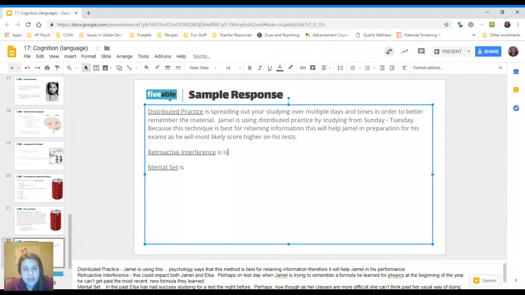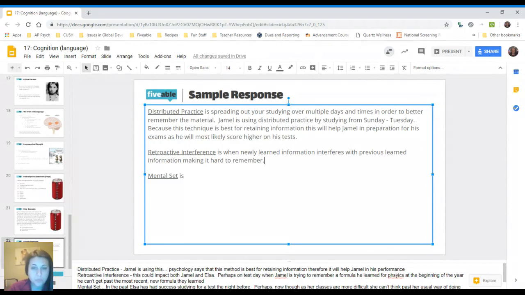Retroactive interference is when newly learned information interferes with previously learned information, making it hard to remember. Okay, so I've defined the term. So in this case, there's really, in the prompt, nothing that specifically relates to this. And so that's fine. This definitely happens on the AP test and on FRQs. So you just have to talk about how it could relate to this prompt.